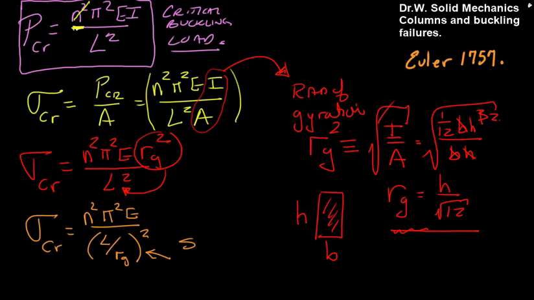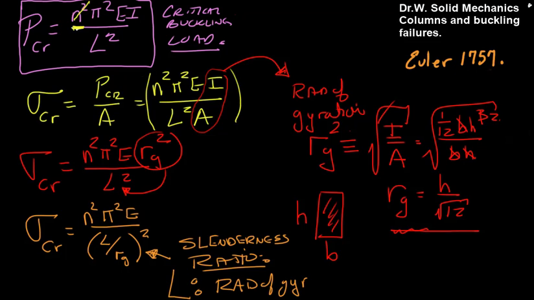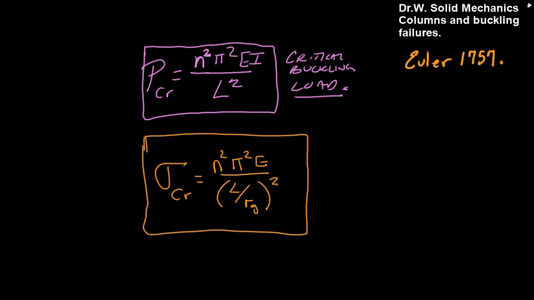And this has a special name. It's called the slenderness ratio. And it's a ratio of length to radius of gyration. The radius of gyration includes information about the moment of inertia I and the cross-sectional area. And we'll see that our tables often work with this slenderness ratio. And with that, we have our two formulas for finding the limiting load for a column.